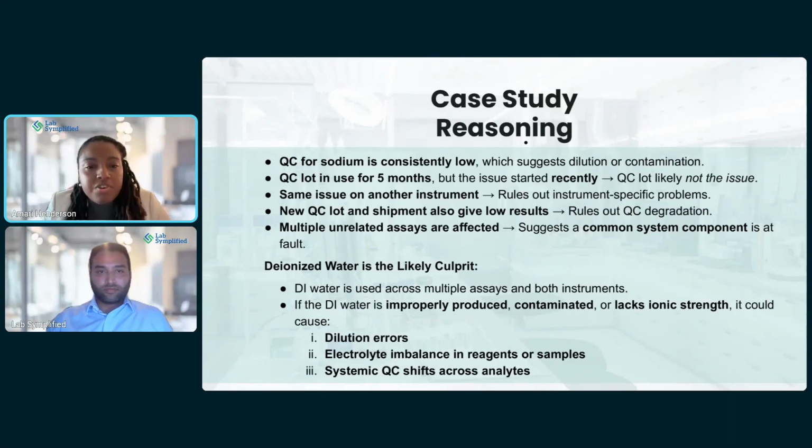So you can see, we started out by ruling out our QC. We compared instruments. We looked at whether multiple analytes were affected, and then we ruled it down to our water source. So good job to all the people that mentioned the water source. That was a great answer.